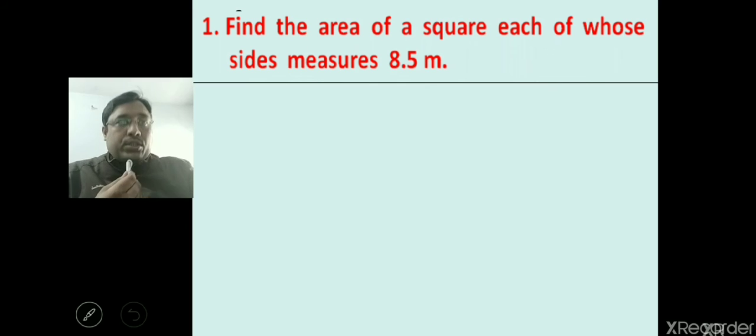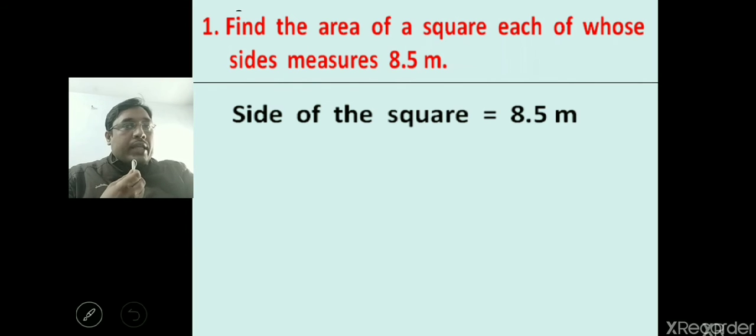Now some questions for you to solve. Find the area of a square, each of whose sides measures 8.5 centimeter. First you write the formula and the given contents: the side of the square is 8.5.